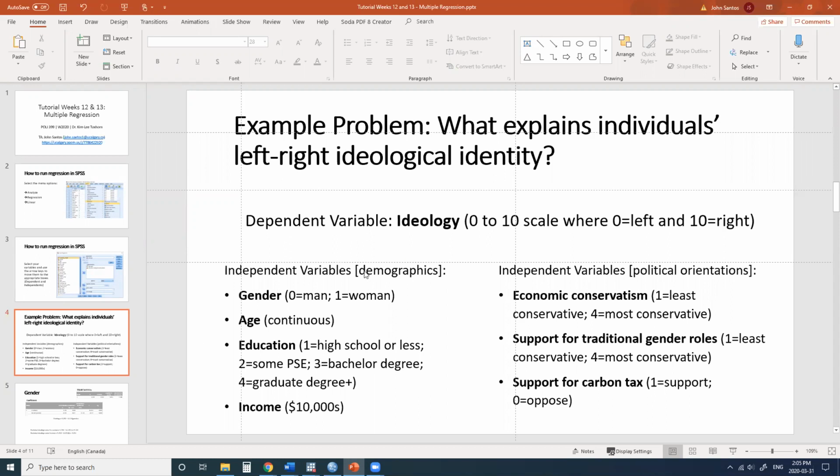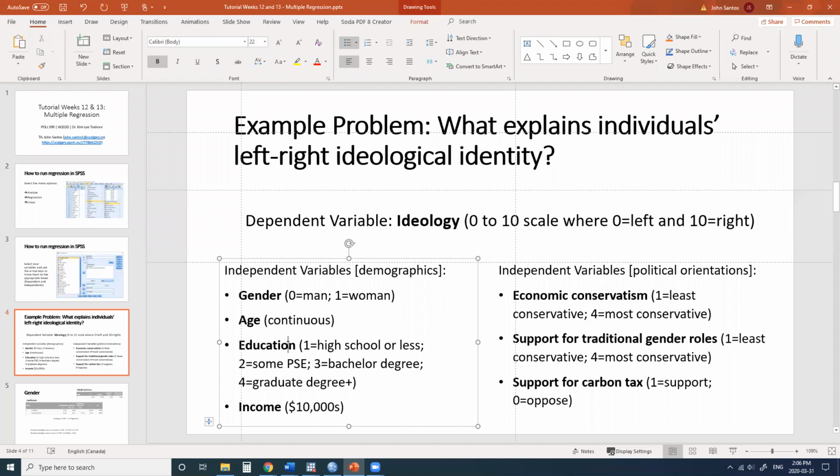So on the left side here, I have some demographic variables, some personal characteristics, right? Gender, whether somebody's a man or a woman. Research has shown that women tend to be to the left of men, so we can test for that, right? Age, there's that old adage: if you're not a liberal when you're young, you have no heart. If you're not a conservative when you're old, you have no brain. And certainly, the research has shown that there is a relationship between age and ideology, though it's unclear if it's an age cohort thing or if it's a life cycle thing.